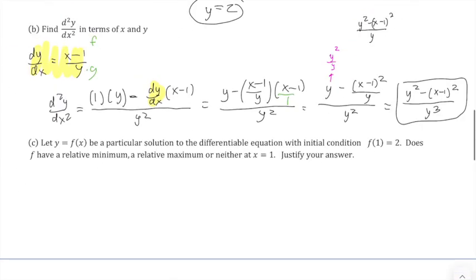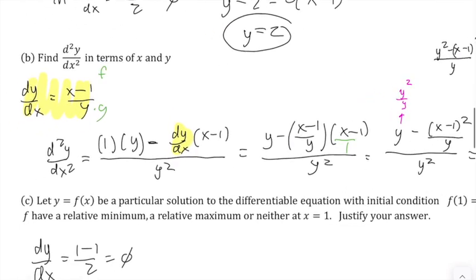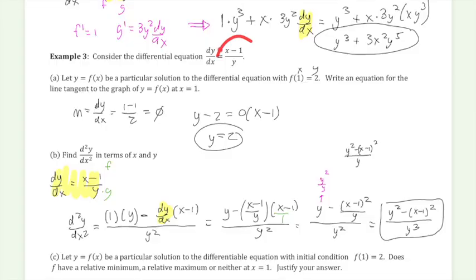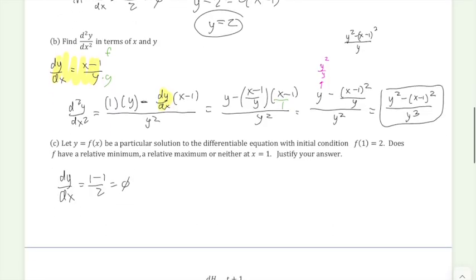Now part C, so do we have a relative max or a min? So let's plug in 1 and 2. That does equal 0, so that is a critical value. So we need to figure out, there's two ways to figure out relative maxes or mins, and we can use the first derivative or the second derivative test. Now, we don't really know the first derivative. I mean, we have it here, but where does this switch from increasing to decreasing, or positive to negative? Who knows? So we're going to use the second derivative test.